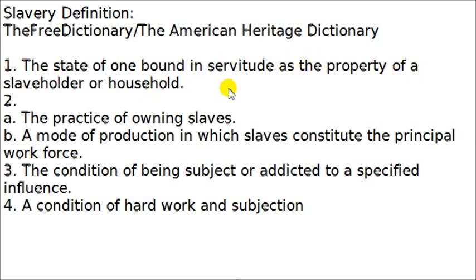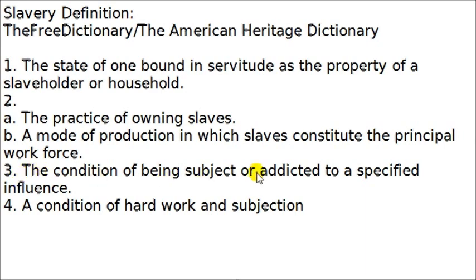Now the question is, how many people are in the state of servitude, and the property is that of central bankers? The answer would be a lot of people. The practice of owning slaves, that doesn't really mean much. A mode of production in which slaves constitute the principal workforce, which of course is the labor force. But I think number 3 is the important one.